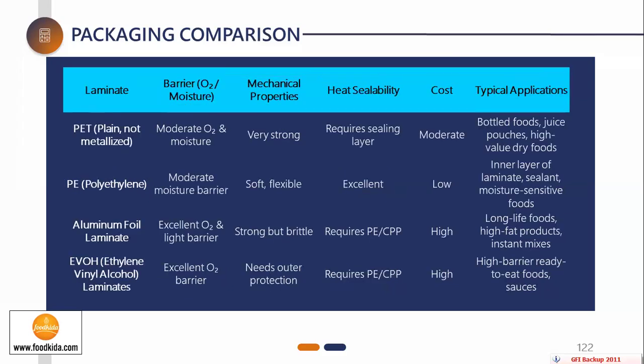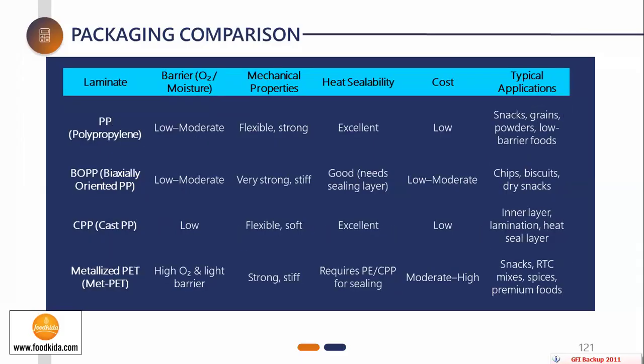One question: what do you mean by high barrier foods and low barrier foods? Low barrier foods are those which are not prone to being affected by moisture ingress or oxygen ingress. That means maybe a low fat food, which might not be affected by oxygen ingress.